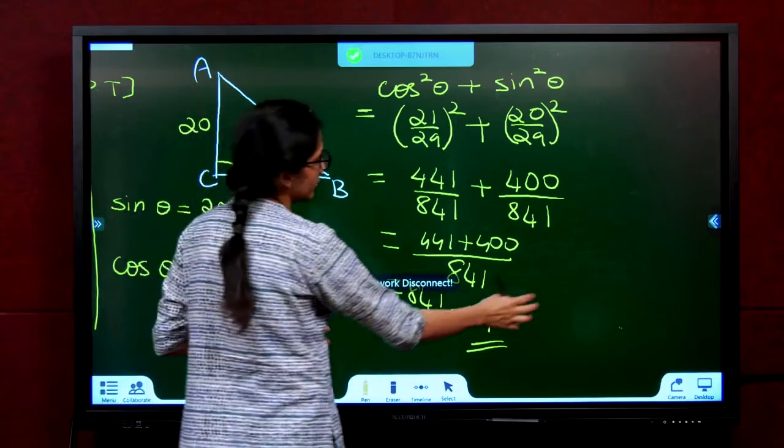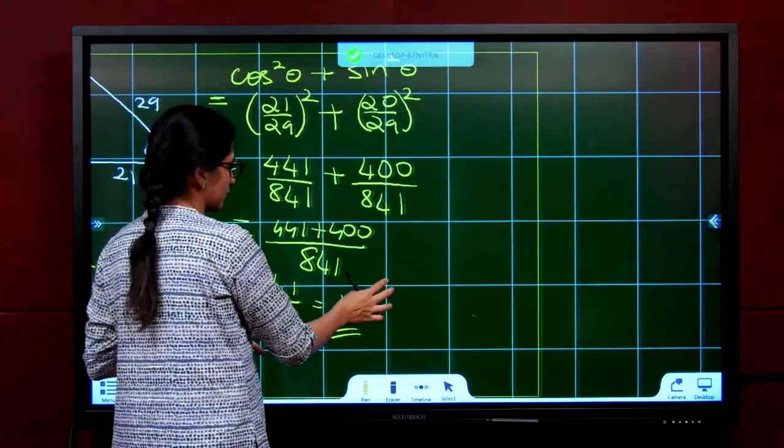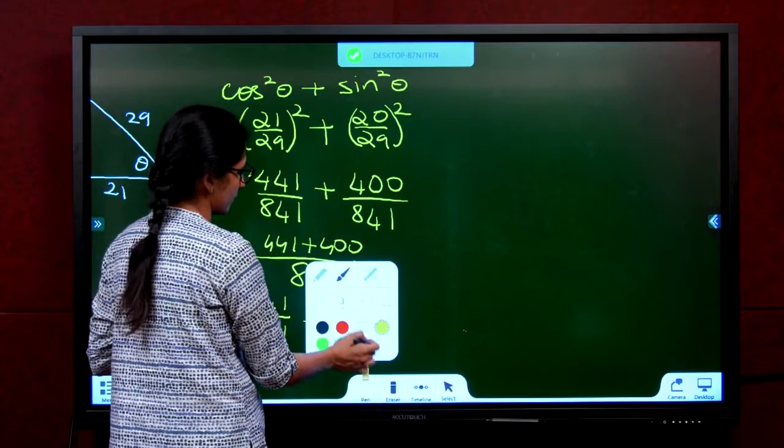Now, the next thing they have asked for is cos square theta minus sine square theta.